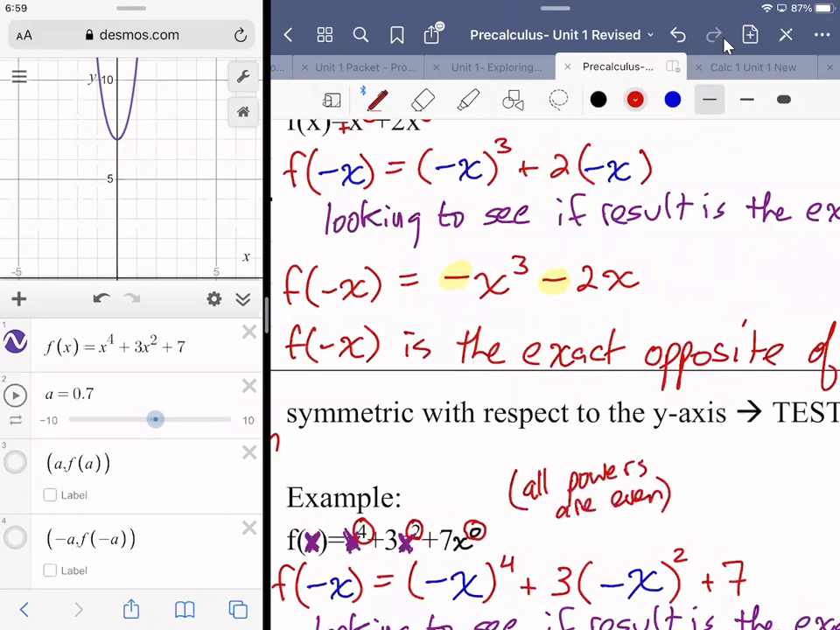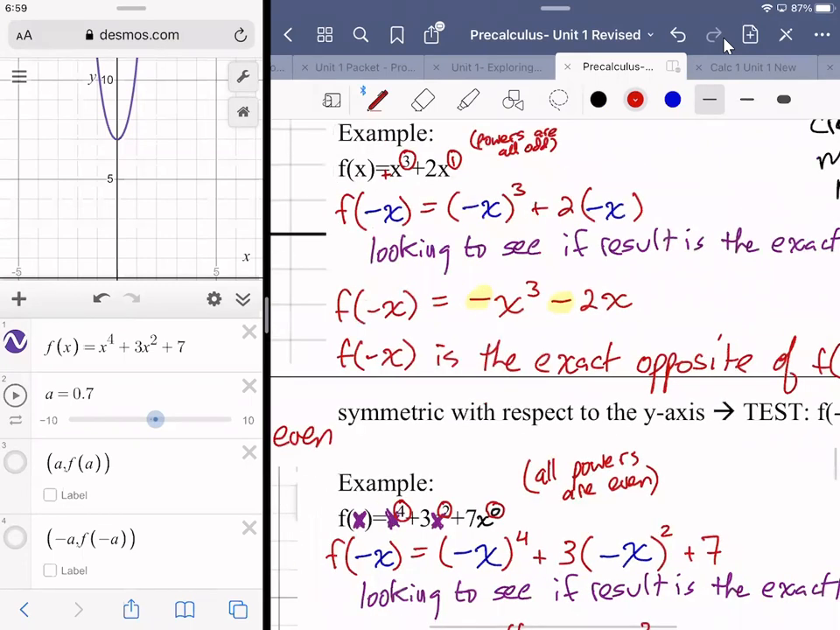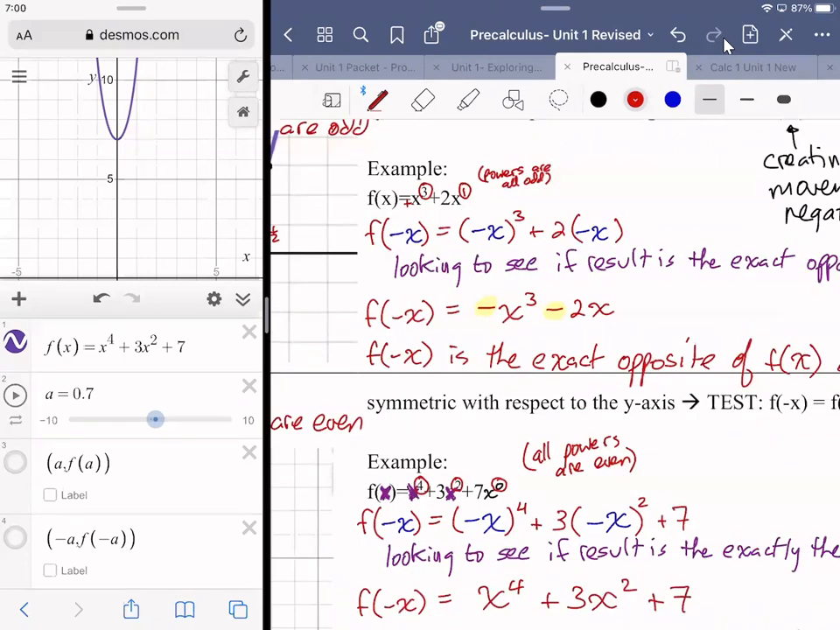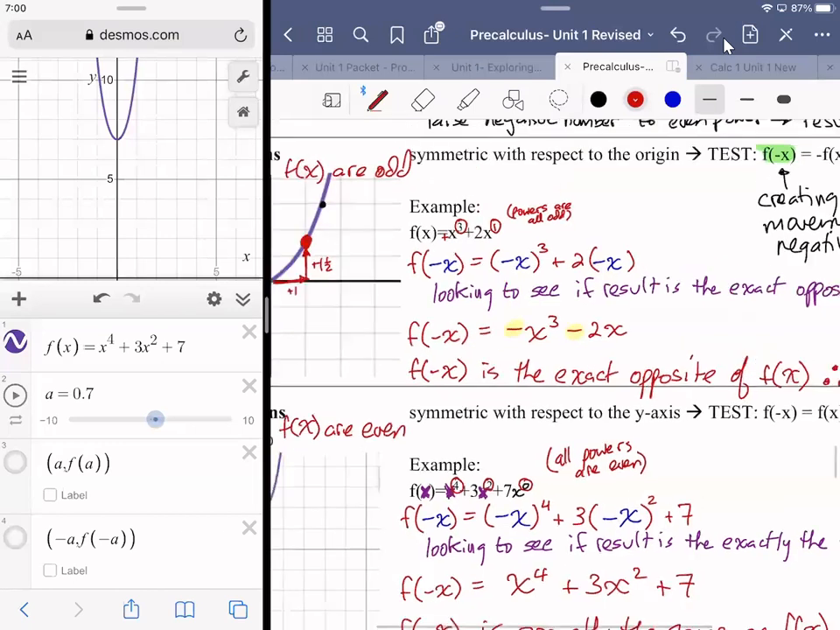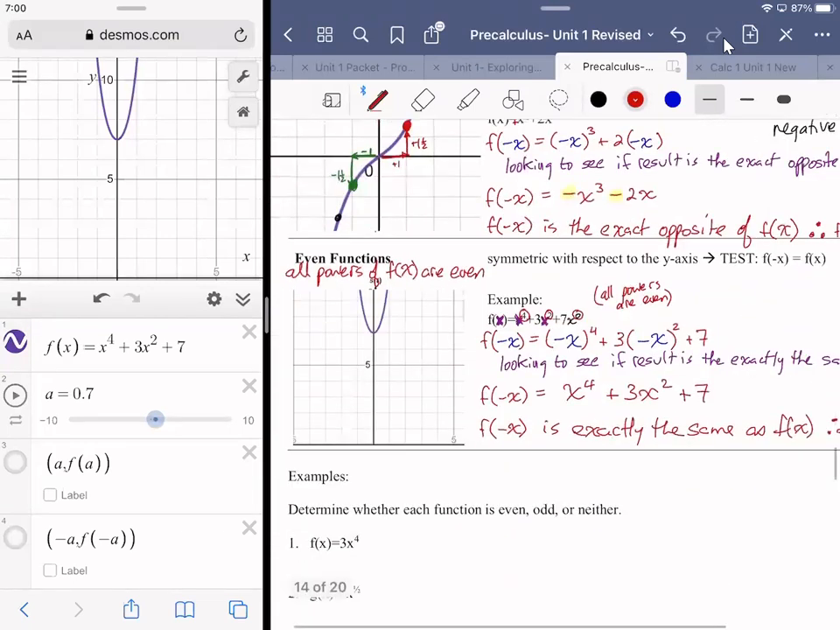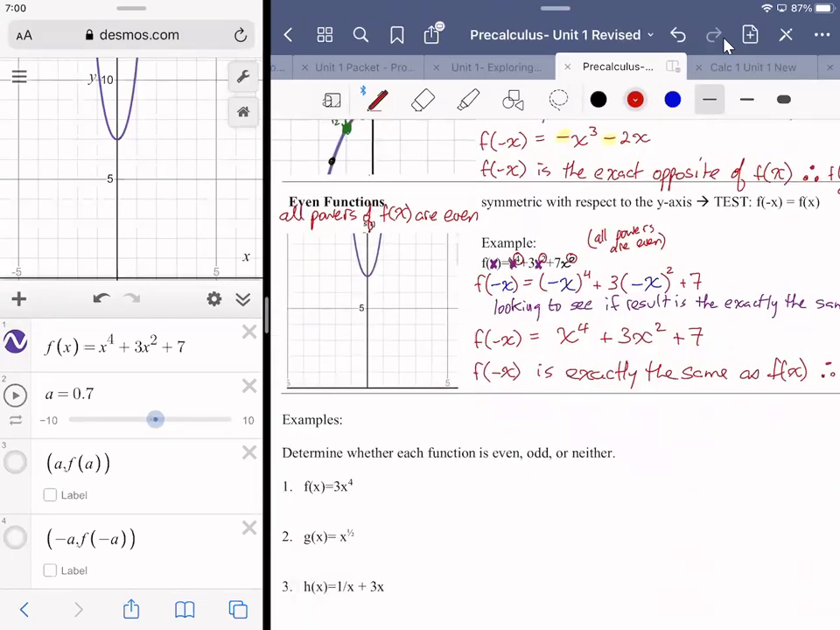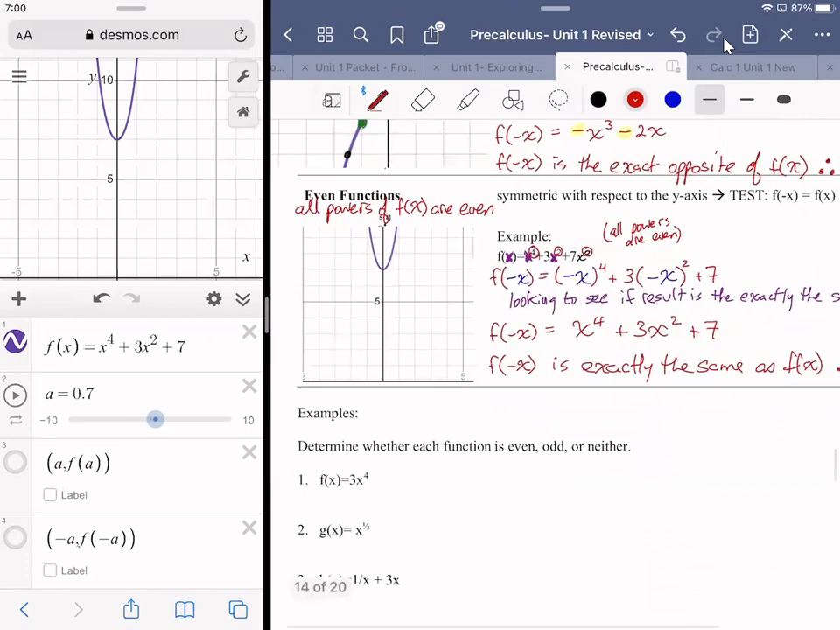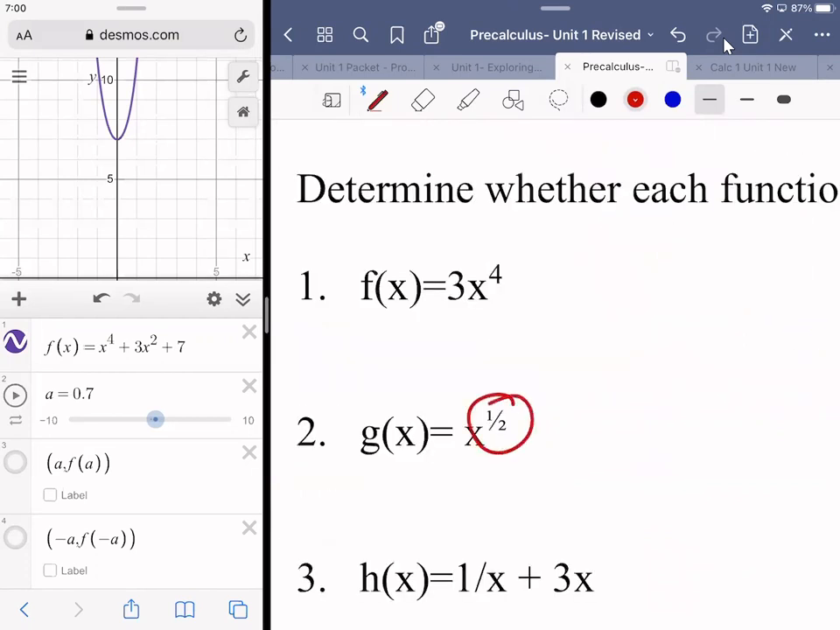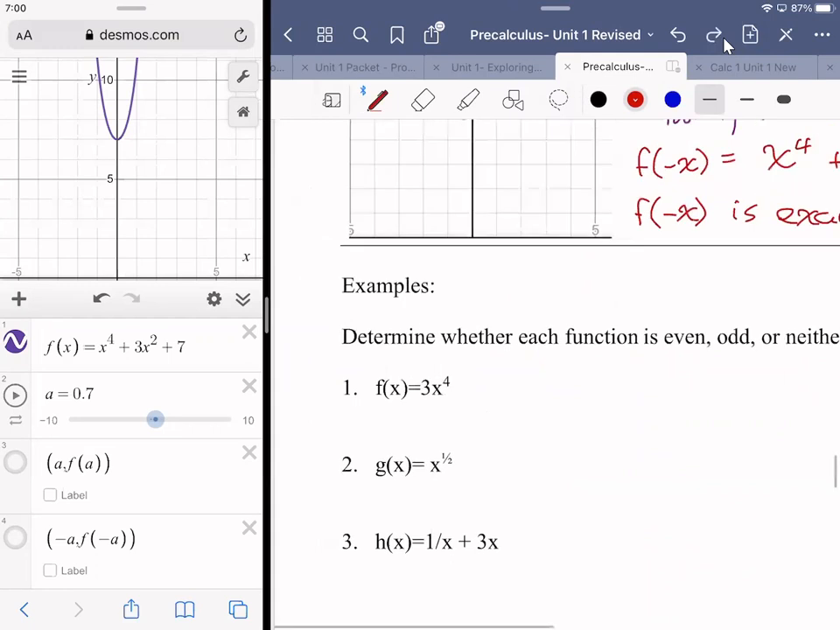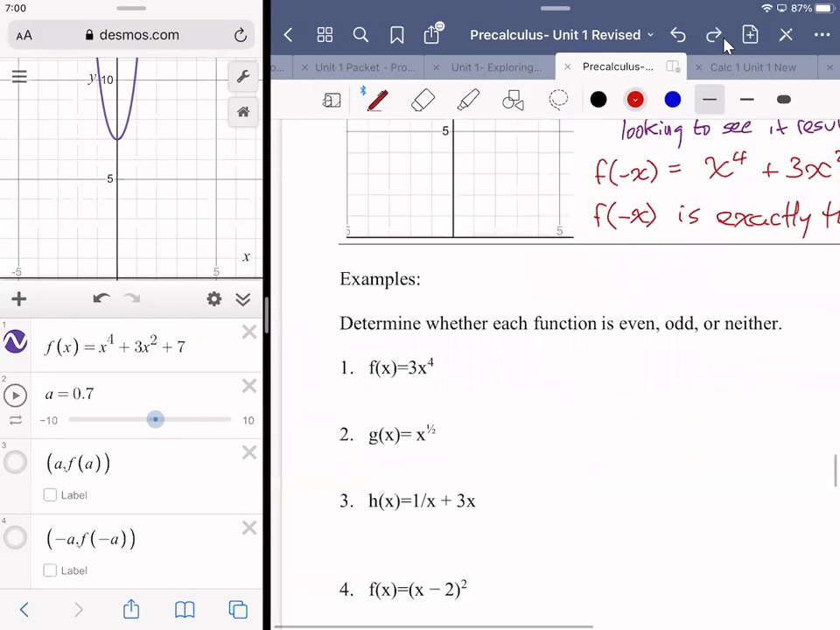So again, it should be no surprise that we're looking at an even function. All right. The issue with this technique, I mean, you look at the examples at the bottom and you say, okay, well, I'm looking at you, power of 1/2. All right, well, what about 1 over x? What on earth, how do we handle this? Well, don't fall in love with any one process.